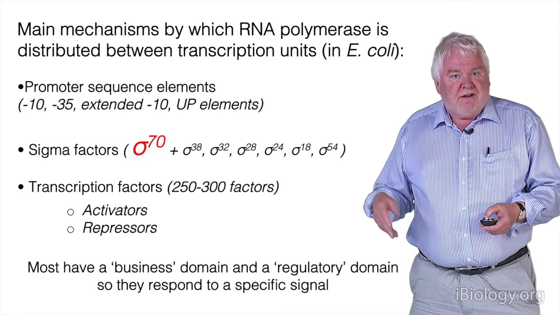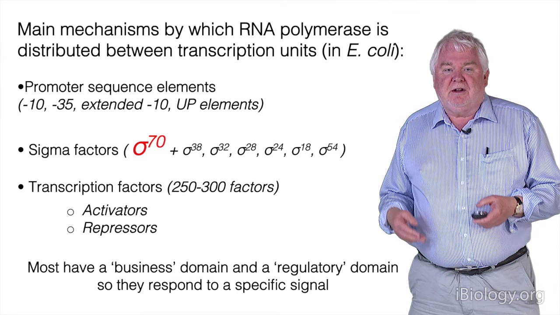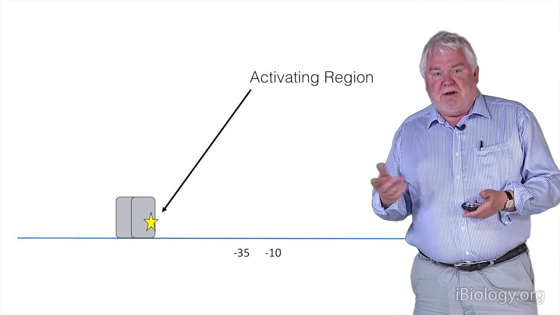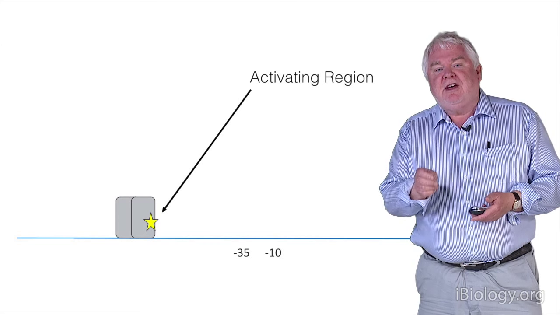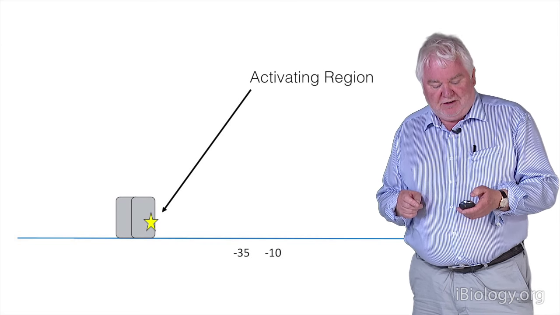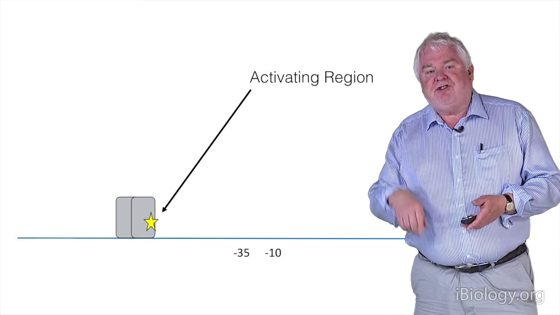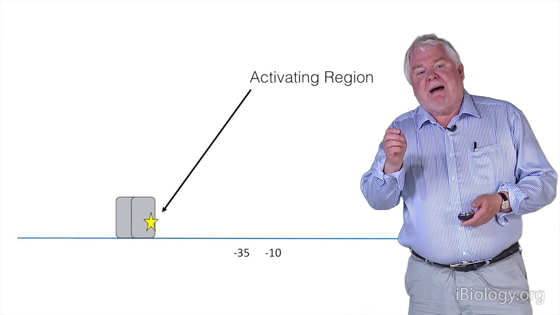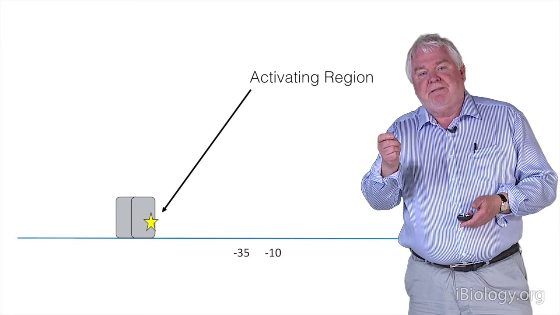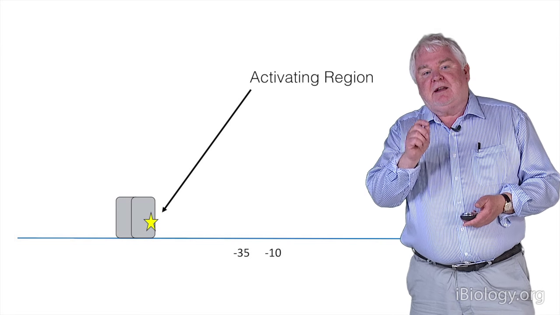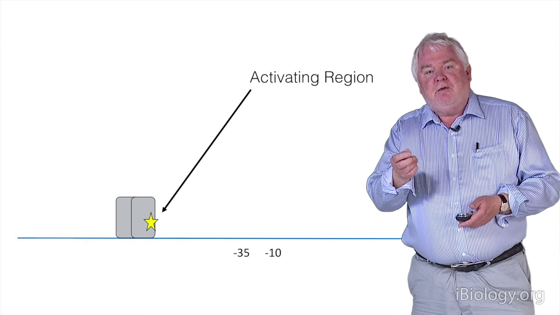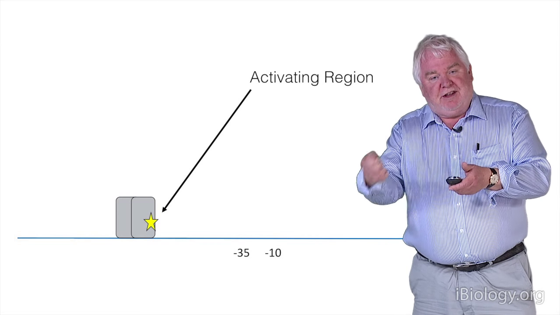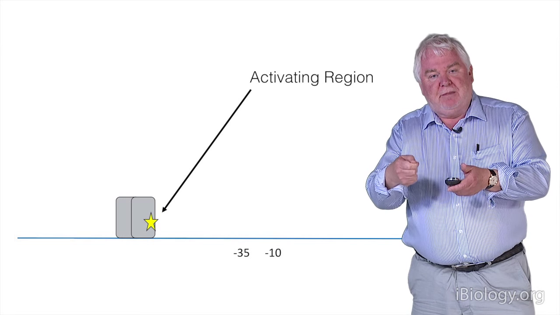And a whole lot of studies done by many labs across the world have actually shown the mechanism of action of activators is quite simple. So most activators are dimers. They bind just upstream of the target promoters. And they contain a little patch, shown here as a yellow spot. And this little patch is called an activating region. And what's going to happen is this little patch is going to interact with a part of RNA polymerase directly, recruiting the RNA polymerase to that promoter.